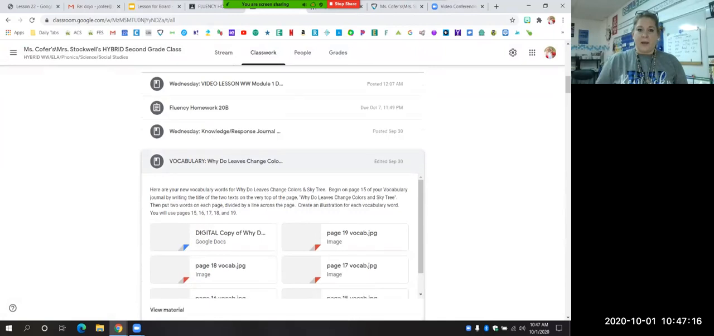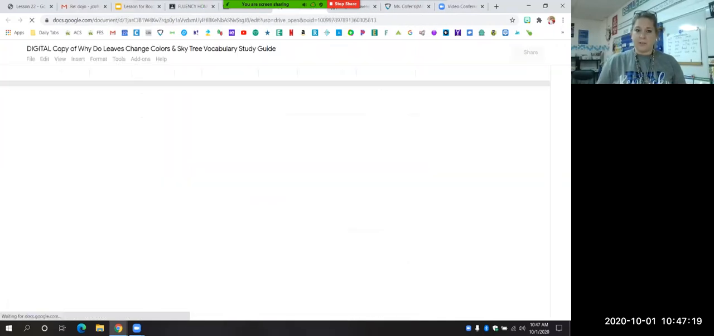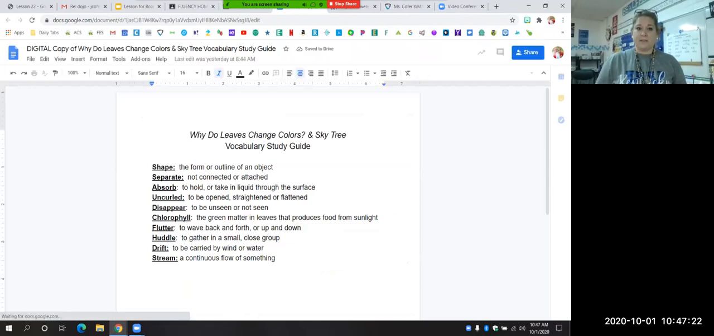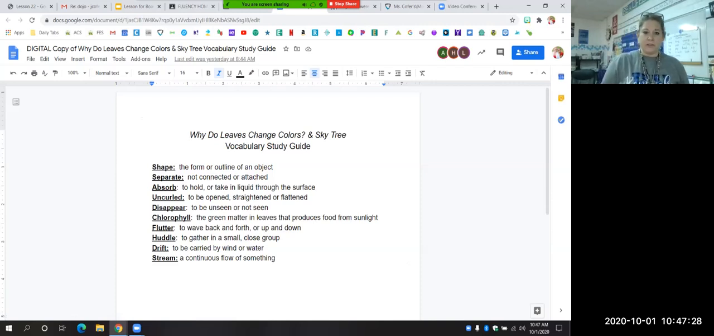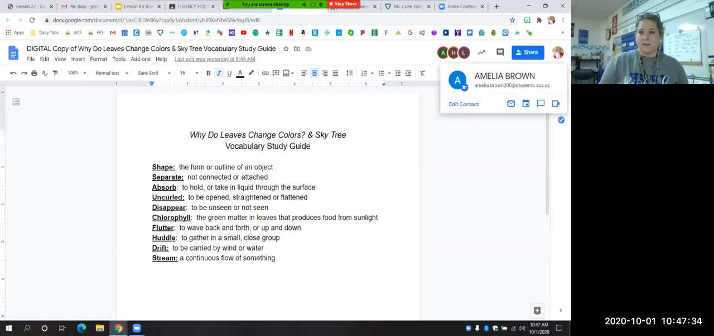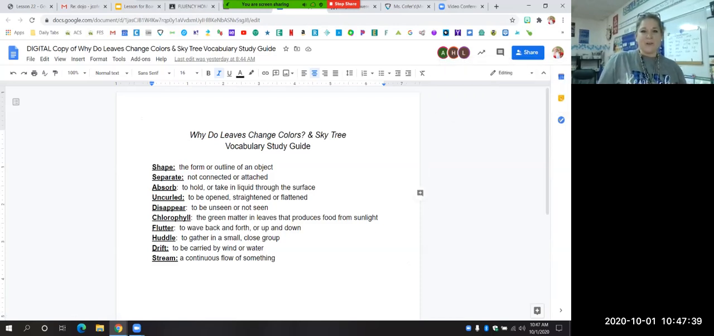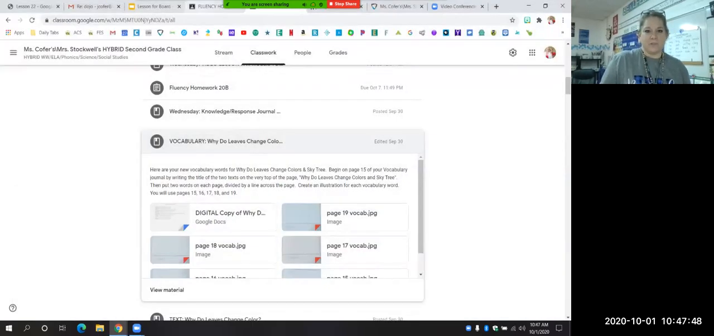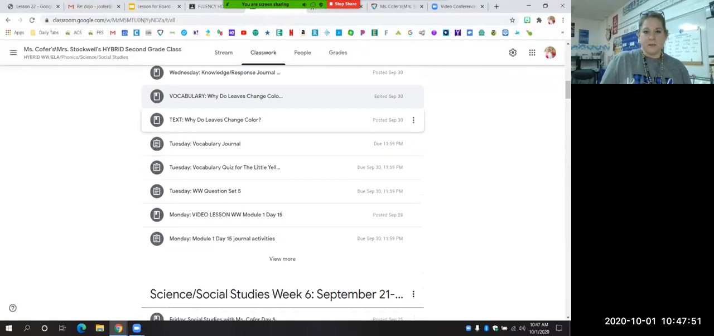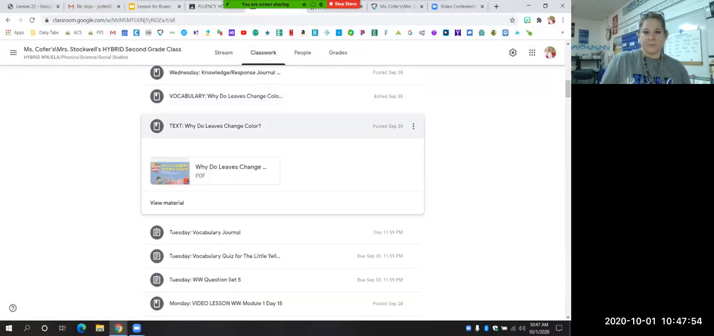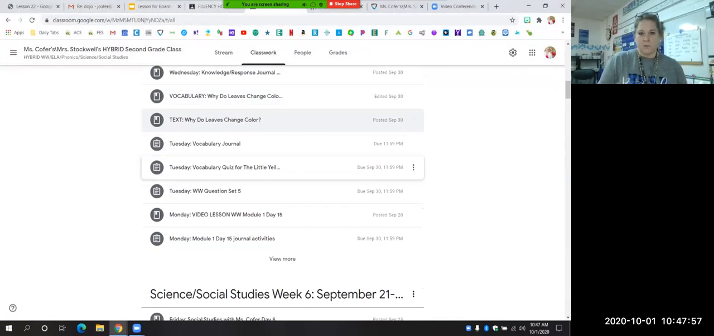And remember, here's your vocabulary that you're supposed to be putting in your vocabulary journal. Okay, we have the word shape, separate, absorb, uncurled, disappear, chlorophyll, flutter, huddle, drift, and stream. Let's see who's on here. Amelia Brown is on here, and Henry is on here, and Lulu. They're working on their vocabulary right now as I am videoing this lesson. Thank you, guys. All right, so that's your vocabulary. Here is the book, Why Do Leaves Change Color? Okay, let's see.